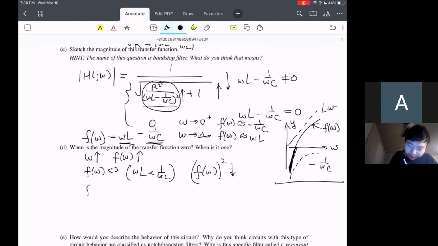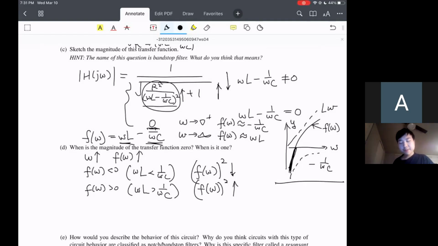Now, if f of omega is greater than 0, that is when omega L is greater than 1 over omega C, we should note that we never considered a scenario where f of omega is equal to 0, because in that case, we'd go down the second path, in which we just determine that the magnitude is 0. So if f of omega is greater than 0, as omega increases, f of omega increases. Since it's greater than 0, when we take the square of it, it's going to be increasing.